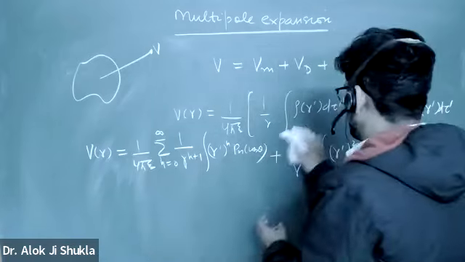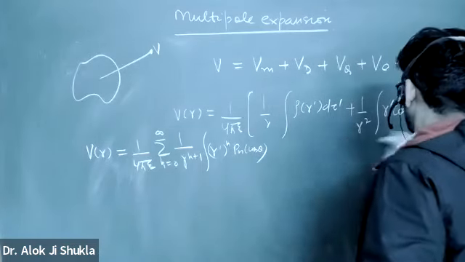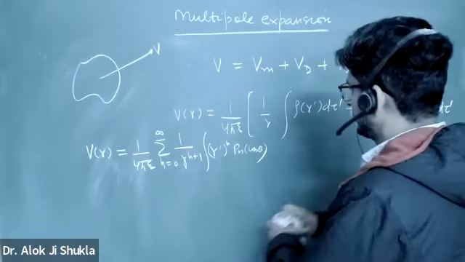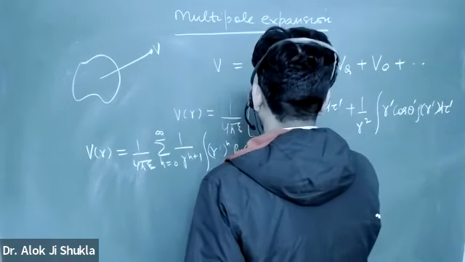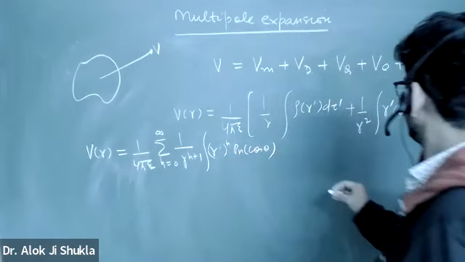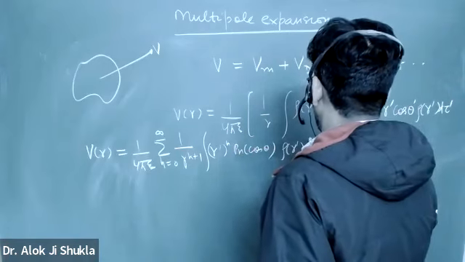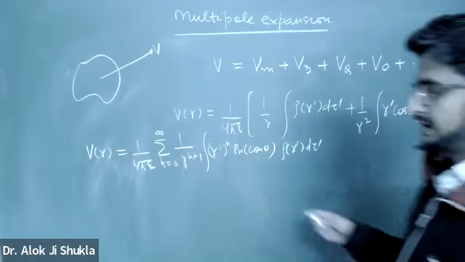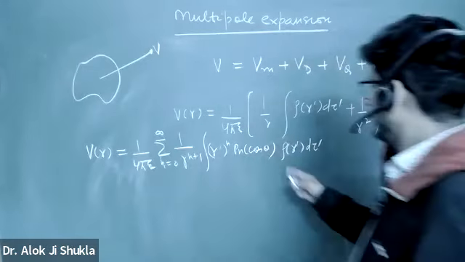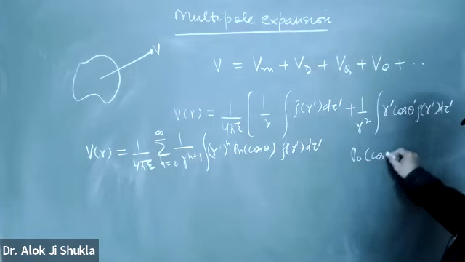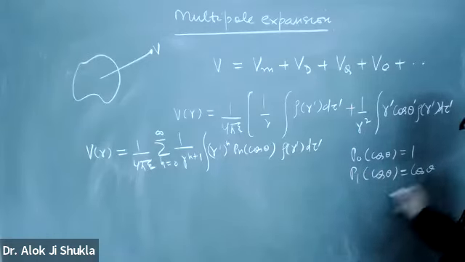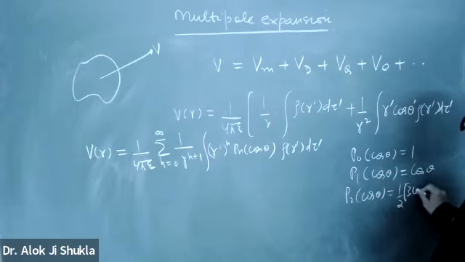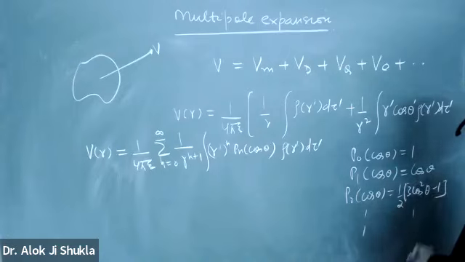Can I erase this now? This part. Into P_n cos theta and then rho(r') d tau'. So this is your potential. As its terms open up, because it is a Legendre polynomial, P0 cos theta will be equal to 1, P1 cos theta is equal to cos theta, P2 cos theta is equal to 1 by 2 (3 cos square theta minus 1). So like that, you will have other terms.